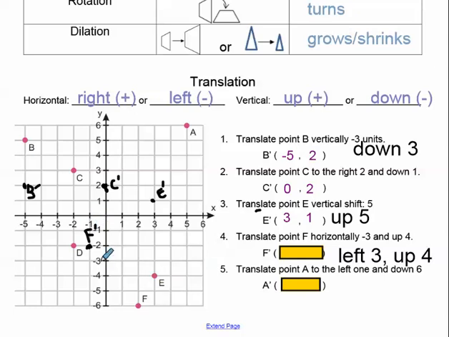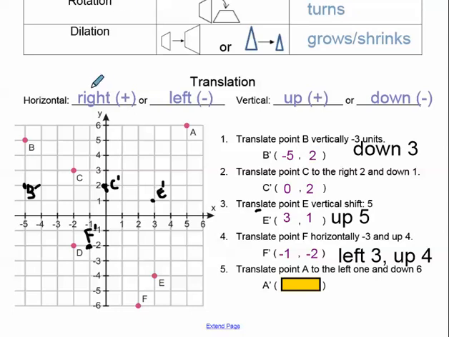It is F prime, and where is that? It is at -1 and then -2 in quadrant 3. Okay, (-1, -2). And then last, they want us to translate point A to the left 1 and down 6.